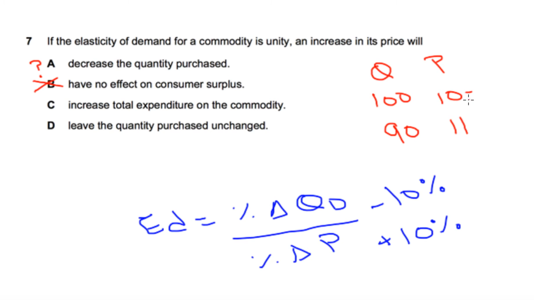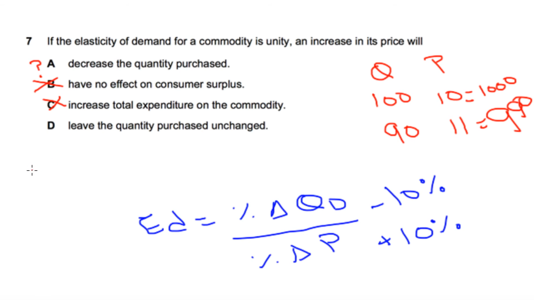What's the expenditure here? The expenditure here is 1000, and the expenditure here, which is 90 times 11, is 990. So the expenditure has actually fallen. So this is also false. We can also cross out this option as well.